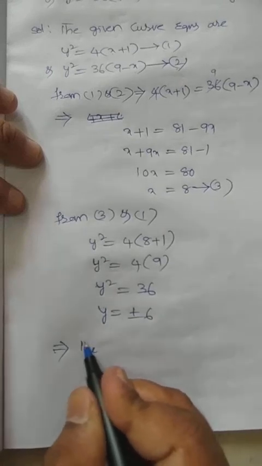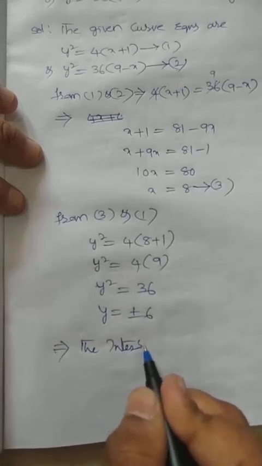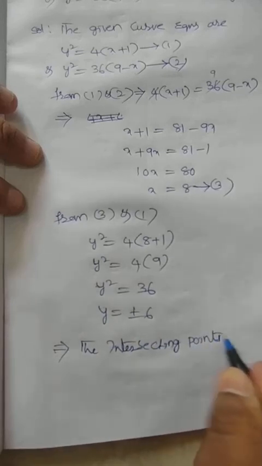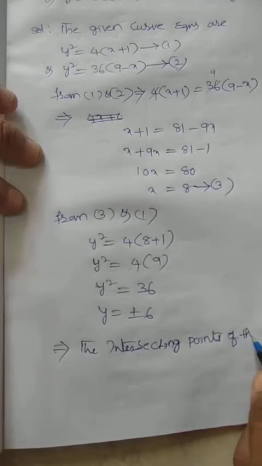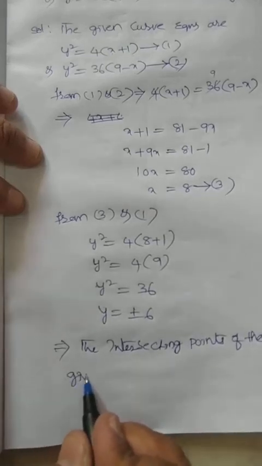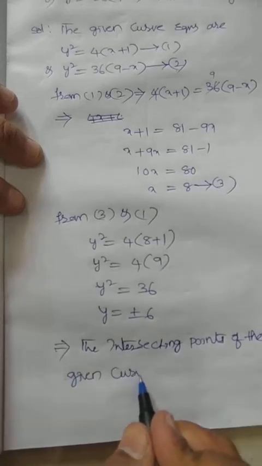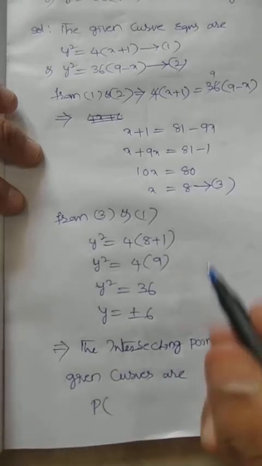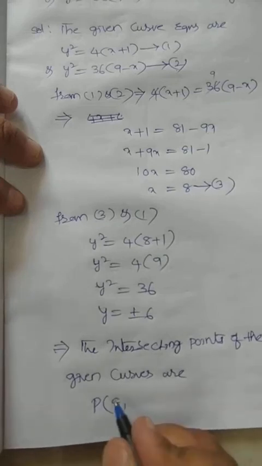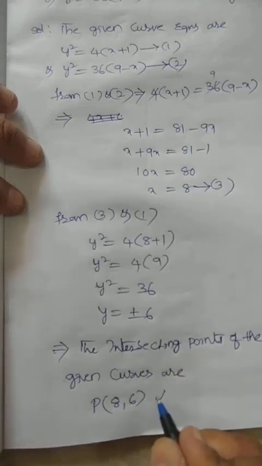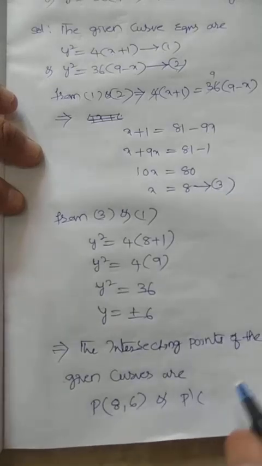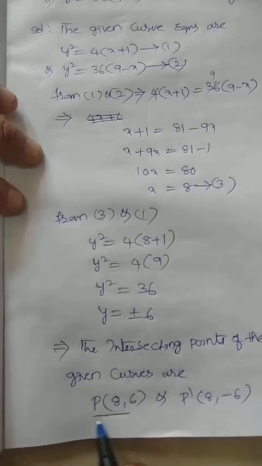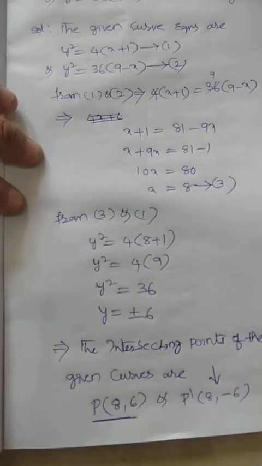The intersecting points of the given curves are: the first one is P of 8, taking y as plus 6, and the second point P dash, taking x as 8 and the second y as minus 6. I will do this problem with respect to this point. You may try with the other point also.